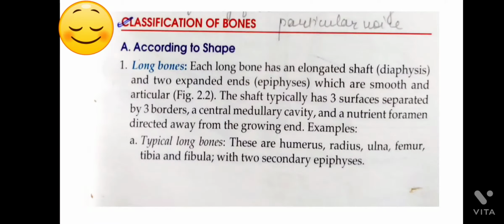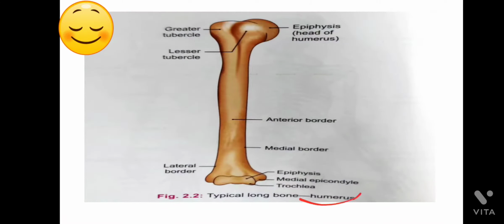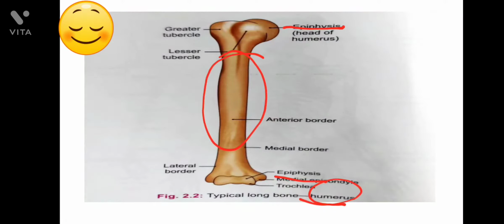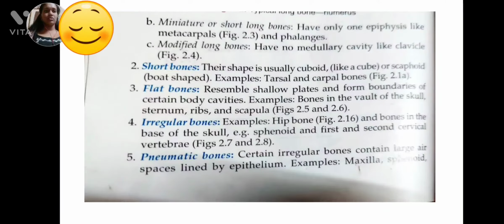Long bones are further of 3 types: typical long bone, miniature or short long bone, and modified long bone. First come the typical long bones. Examples of typical long bones include humerus, radius, ulna, femur, tibia, and fibula. Typical long bones have 2 secondary epiphyses. This is the humerus, which is an example of a typical long bone. As you can see, epiphysis. This is the diaphysis.